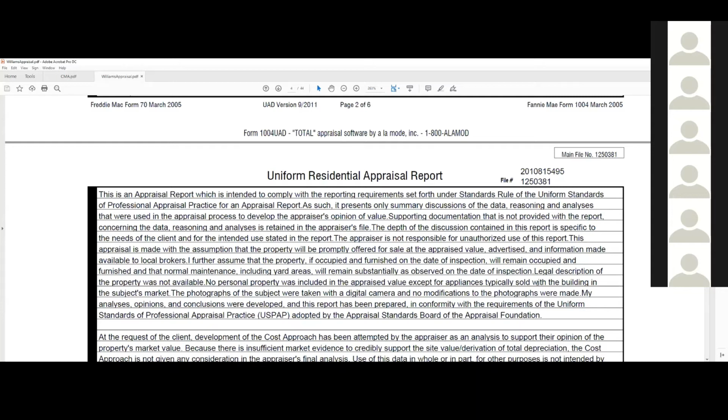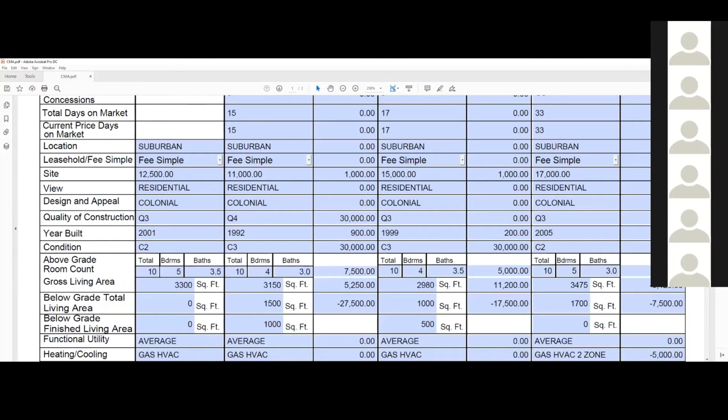Gotcha. Okay. All right. Now I'm going to open another appraisal report, because we sell all types of properties, right? So here's another one. Stop share. Let's open another one. Let's open this one and share. All right. Share screen.